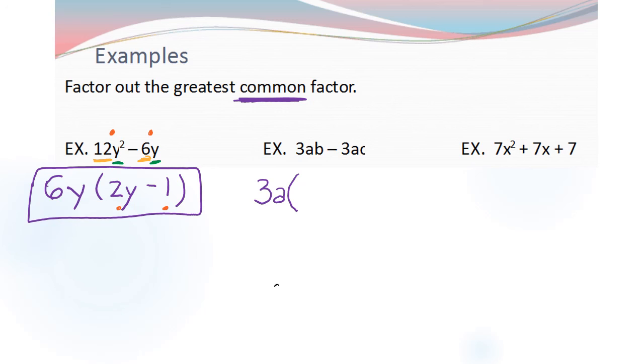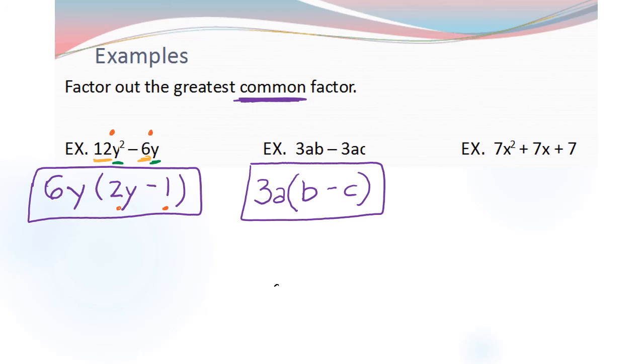So the first term, the 3 is gone, the a is gone, the b is left. The second term, the 3 is gone, the a is gone, the c is left. Remember, you should be able to distribute your GCF back and get what you started with. So 3a times b would be 3ab, minus 3a times c will give you 3ac.